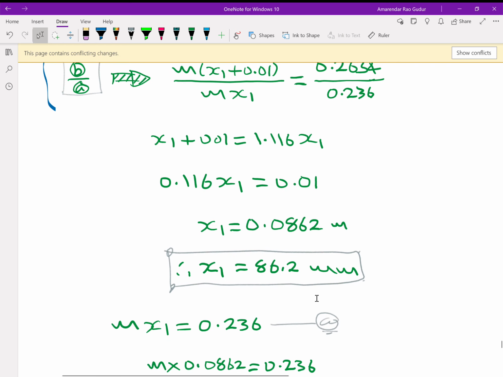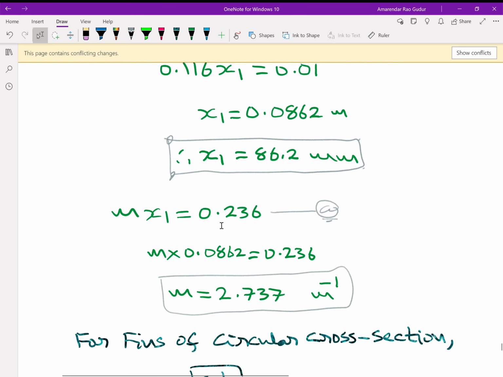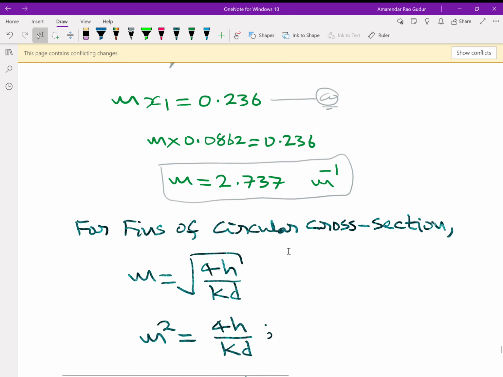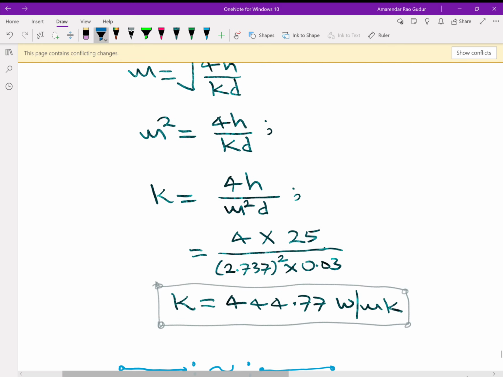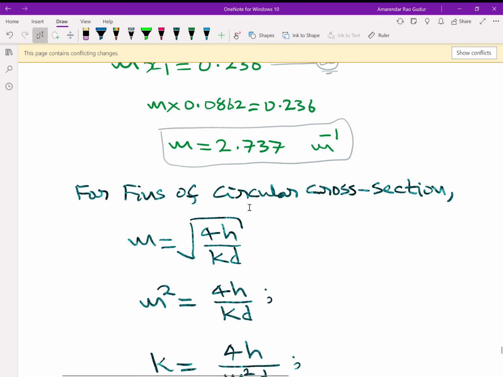If you multiply by 1000, 86.2 mm. And using any of the equations one can estimate the value of thermal conductivity. For example, if you use equation A, m into x1 is equal to 0.236 and m is going to be 2.737, and for circular fins m is root of 4h by kd, and m square is going to be 4h by kd, and k is going to be 4h by m square d. And if you substitute for h, 25, m square 2.737 square, diameter 30 mm, 0.03, your k is going to be 444.77 watts per meter Kelvin.